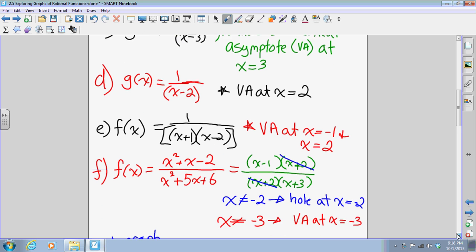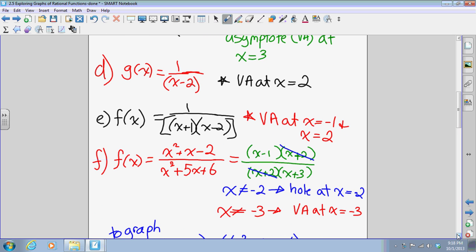Moving on to E, I think it said to come up with an example where you have 2 vertical asymptotes. So again, it's 1 over x plus 1 and x minus 2. Again, you've got vertical asymptotes at x equals negative 1 and at x equals 2. Try graphing that one. That looks kind of funny. I think you get a smiley face when you do that one.